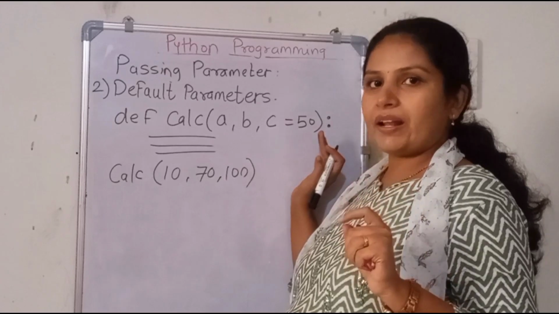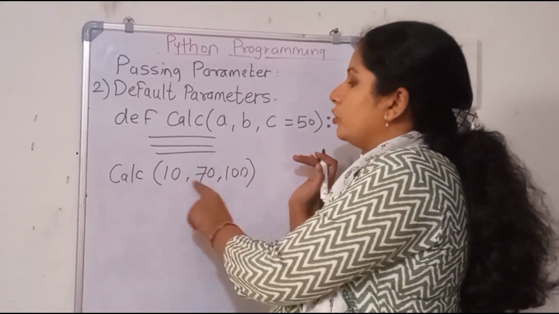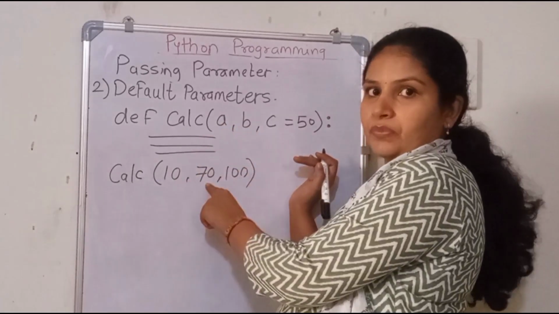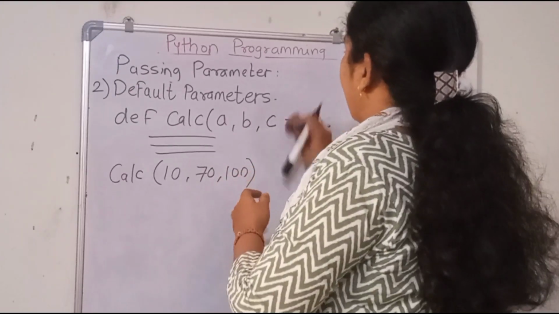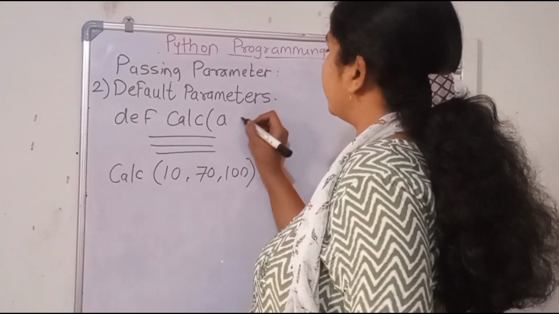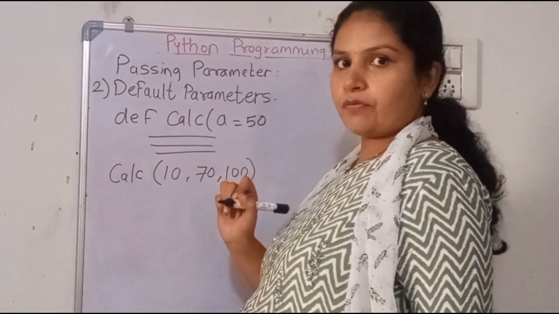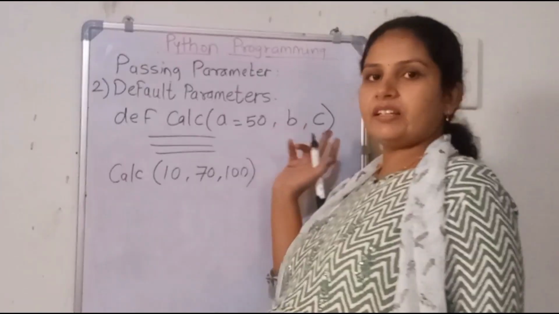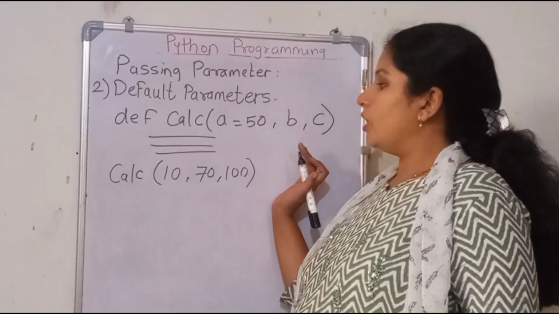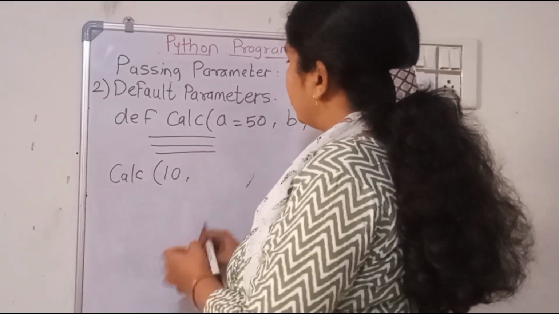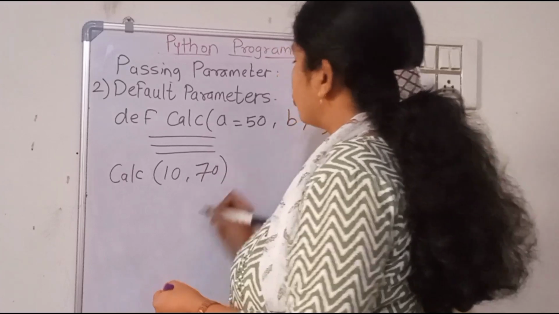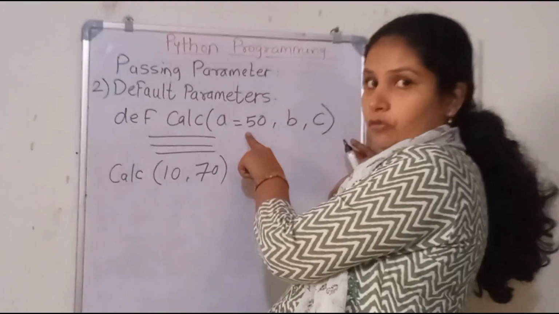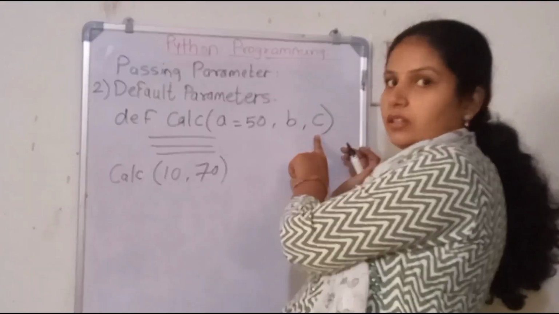Because of the positional parameters. Whenever you are using the values, according to the position your values will be assigned. So suppose I change this statement and give the default value to A as 50, and for B and C I am not assigning default values. I am using two values for calling. Here while defining, I am assigning A equal to 50 as a default value and I am not giving B and C a default value.